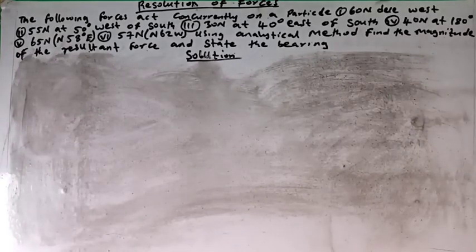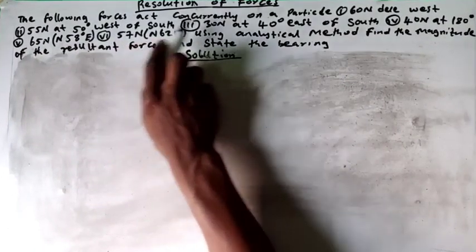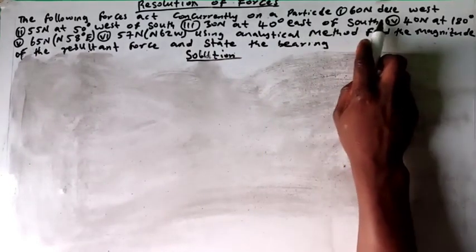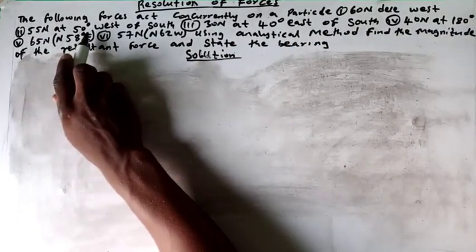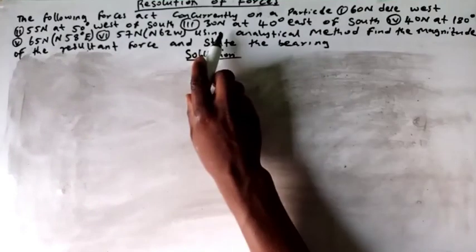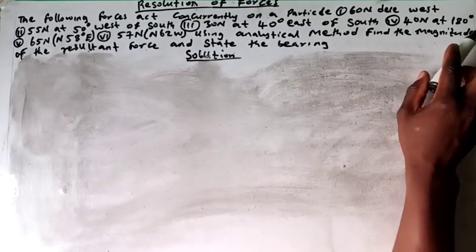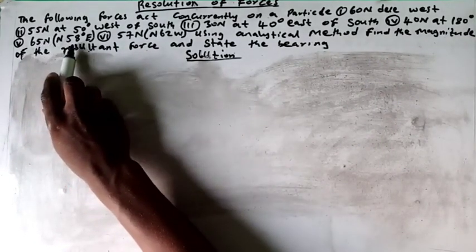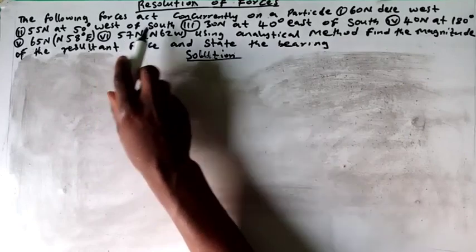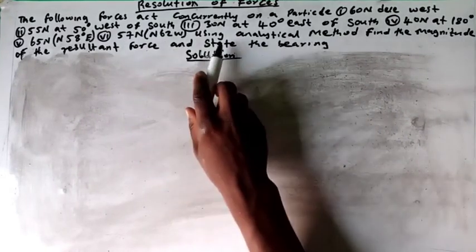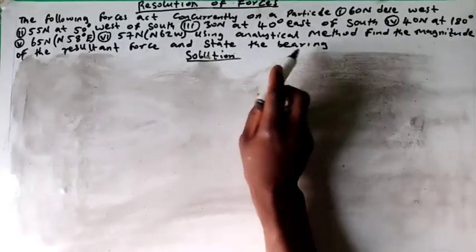In this tutorial, we are going to resolve the following forces into their vertical and horizontal components and find their resultant. The question says, the following forces act concurrently on a particle: 60 Newton due west, 55 Newton at 50 degrees west of south, 30 Newton at 40 degrees east of south, 40 Newton at 180 degrees, 65 Newton north 58 degrees east, 57 Newton north 62 degrees west. Using analytical method, find the magnitude of the resultant force and state the bearing.